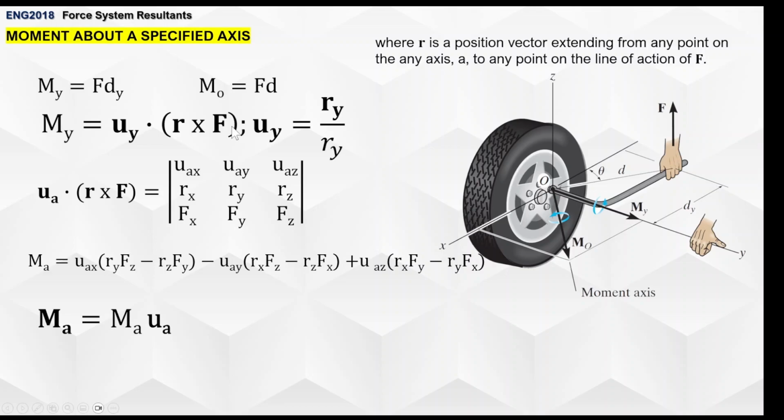And if the problem says find the moment about a specified axis and express it in Cartesian vector form, you have to multiply it by its unit vector here. You can find this separately, and then once you find it, you plug it in. The r here is the position vector extending from any point on the axis A, in this case any point on the y-axis, to any point on the line of action of the force. This is the sort of lesson that is best shown and explained, really. So let's try to solve some sample problems here.